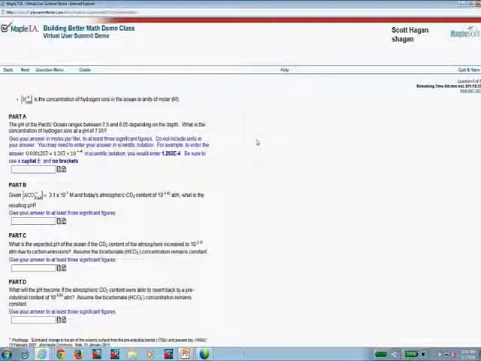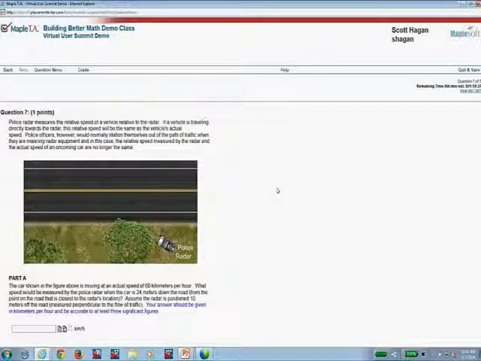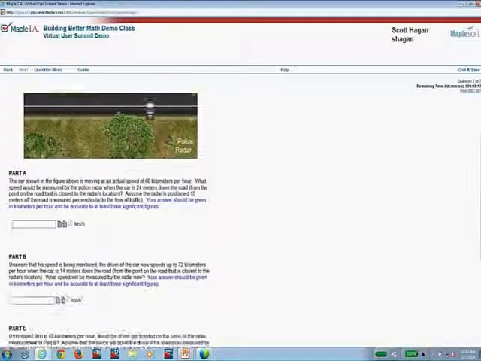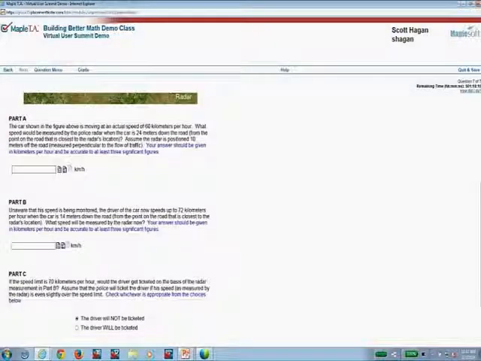And finally, for new or potential drivers, we have a question related to police radar. Students are asked to make corrections to the police radar measurement that arise from the fact that the police cruiser must be positioned off the road rather than directly in the path of the oncoming vehicle. Ultimately, they will determine whether the driver should be ticketed or not.